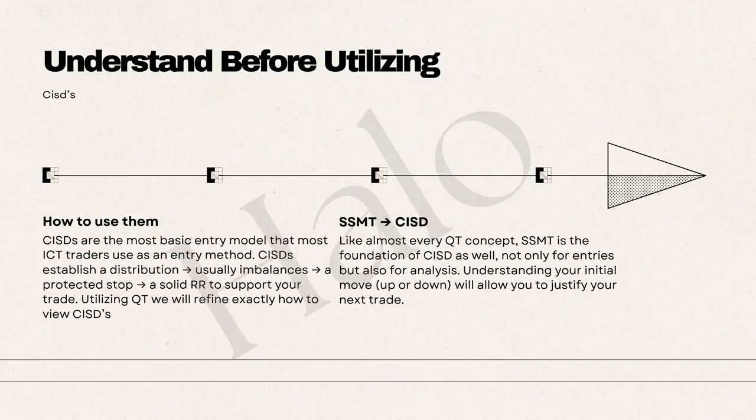Understand before utilizing. So CISDs, how you're going to use them. CISDs are probably the most basic entry model that most ICT traders use as an entry method, right? Change state of delivery. It establishes a distribution, imbalances, and a protected stop, and it gives you a solid risk to reward to support your trade. So many of you guys already know, if you're a person who likes turtle soups, turtle soups is probably one of the most complicated entry parameters you could possibly have if you don't know how to do it. CISD is very basic. It's very beginner friendly, or experience friendly, if you know how to use it.